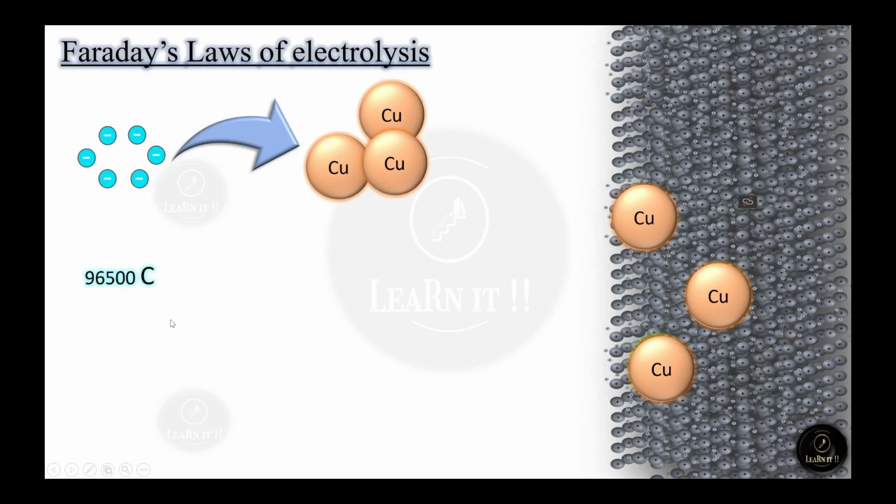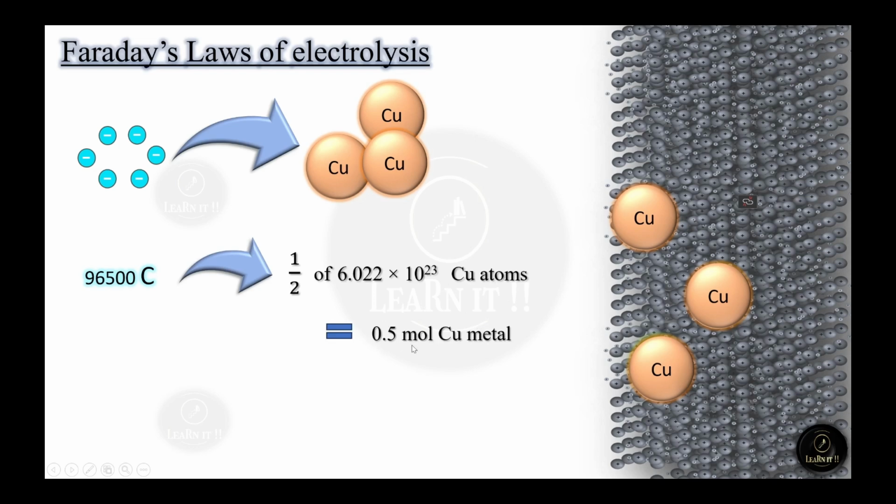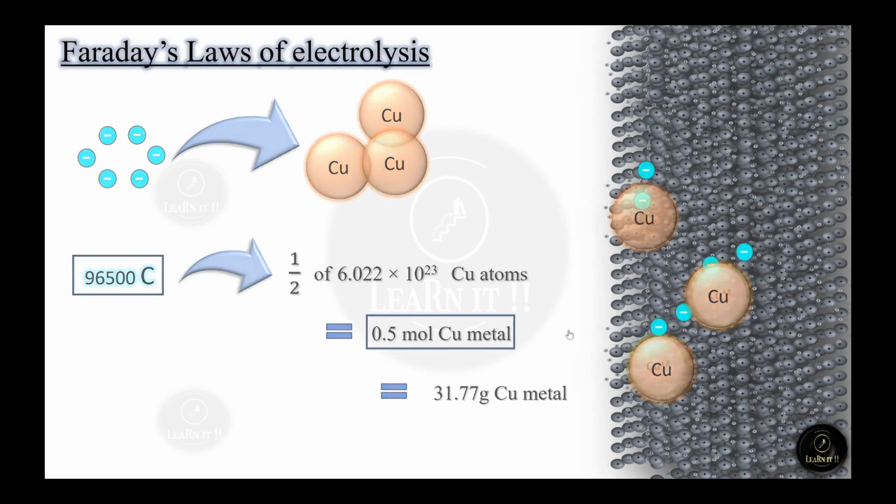So if we provide 96,500 coulomb of charge, then half of Avogadro's number of Cu atoms get deposited, which is equal to 0.5 mole of copper metal, which is equal to 31.77 gram of copper metal. So here we need to consider that when we provide 96,500 coulombs of charge, we get 0.5 mole of copper metal.